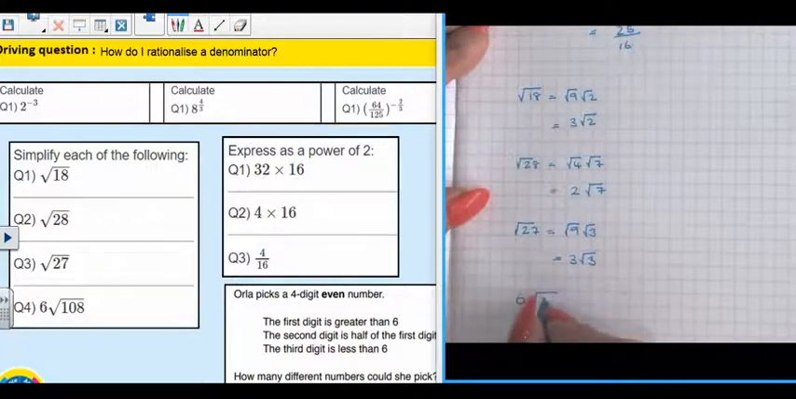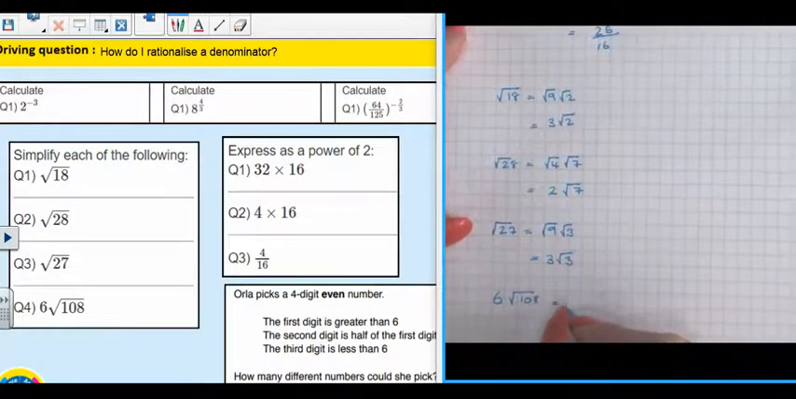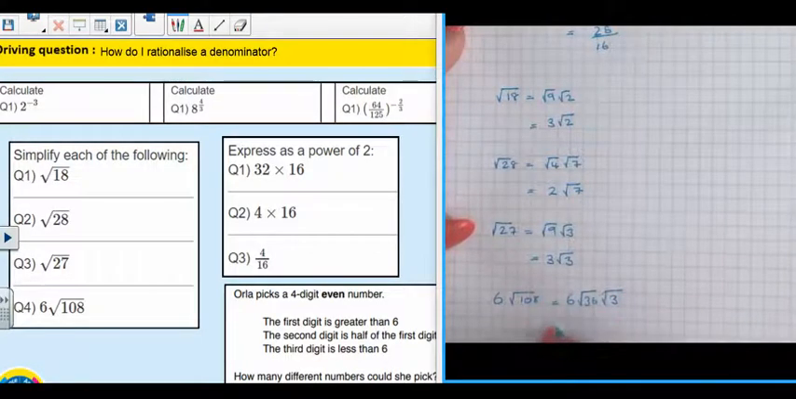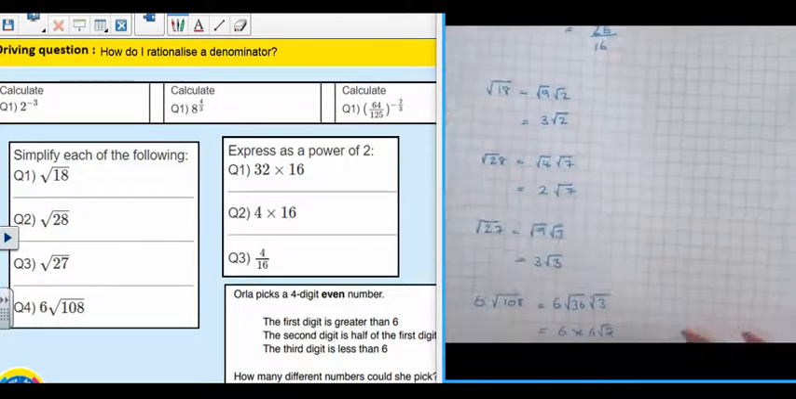And 6 root 108 is the same as 6 root 36 root 3, which is the same as 6 multiplied by 6 root 3, which is the same as 36 root 3.